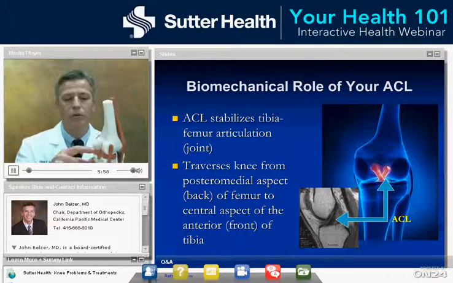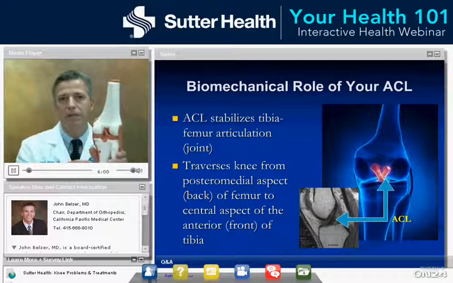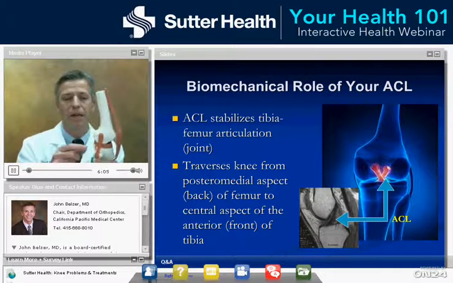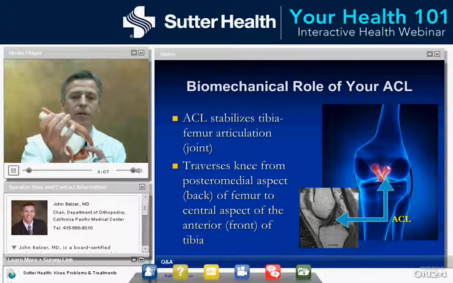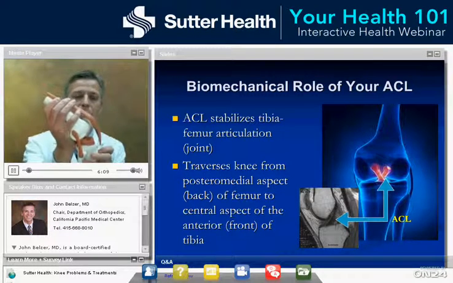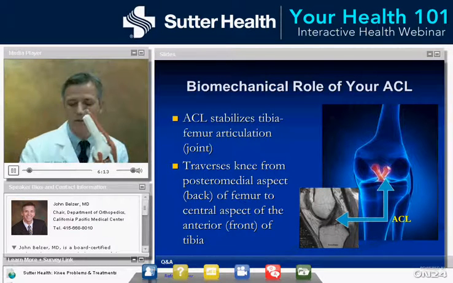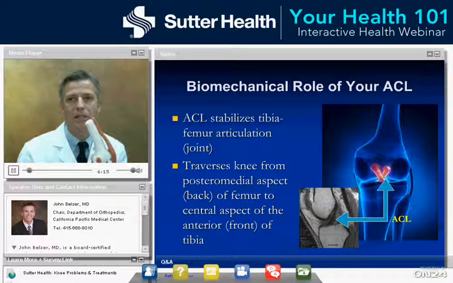So the ACL traverses from the back of the knee here, as you can see both on this model and on these images you see on the slide. And it traverses to the front part here on the tibia. That angled translation is what supports the knee and holds that tibia back underneath the femur.